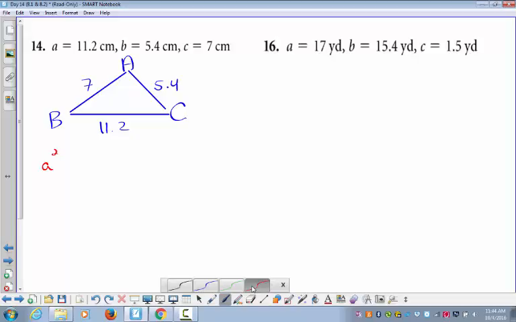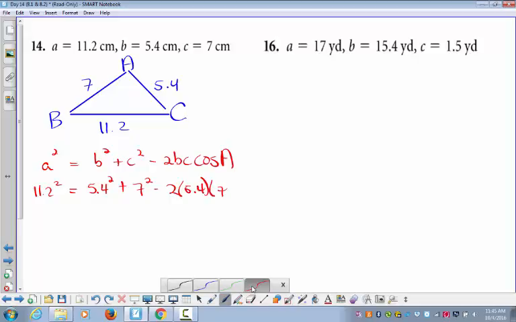The Pythagorean theorem, part of it will be a squared equals b squared plus c squared. And then we subtract off 2bc multiplied by the cosine of the angle opposite the side on the left. So let's plug and chug. We're going to get 11.2 squared is equal to 5.4 squared plus 7 squared minus 2 times 5.4 times 7 times cosine of A.